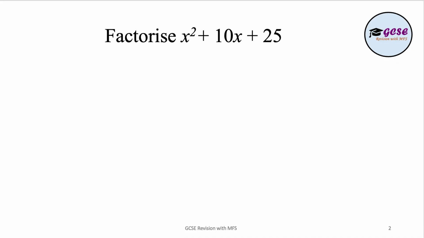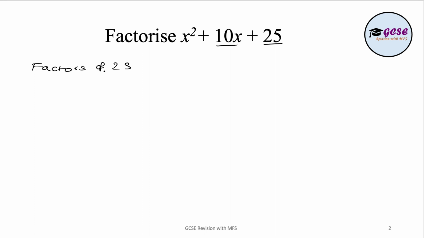Our first example is factorize x squared plus 10x plus 25. Now the easiest way to tackle this question is to think about the factors of 25 which sum to 10. So first things first, write down all the factors of 25. You need to think of the factors of the last number, in this case 25, that sum to the middle number, positive 10.